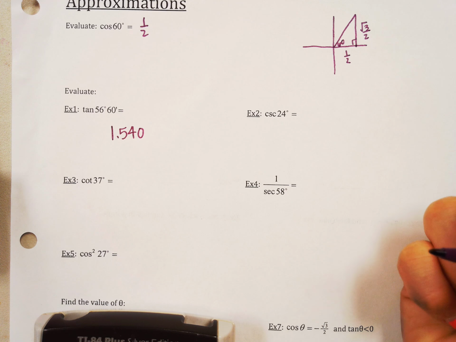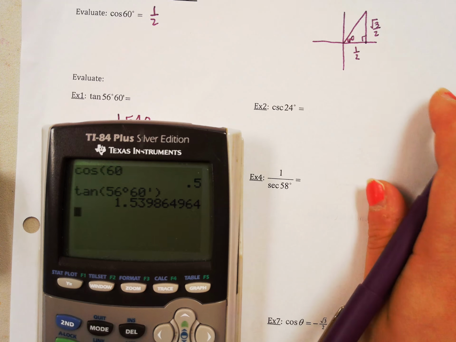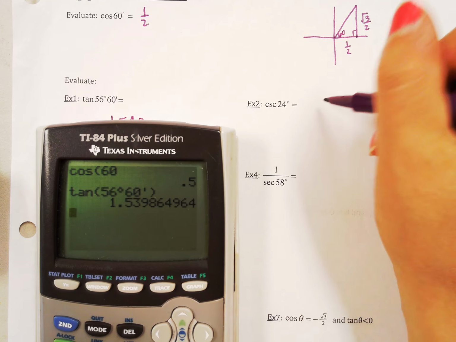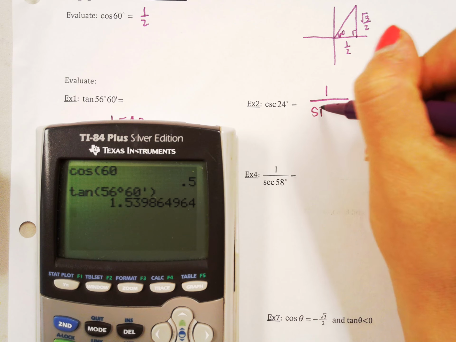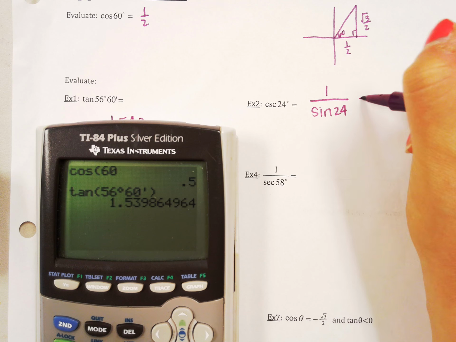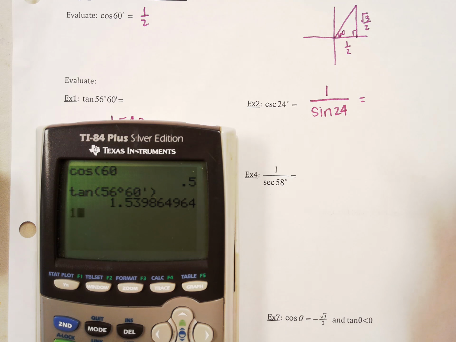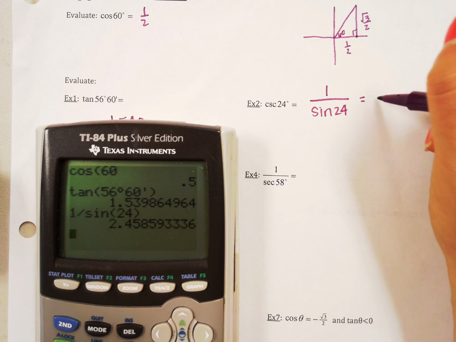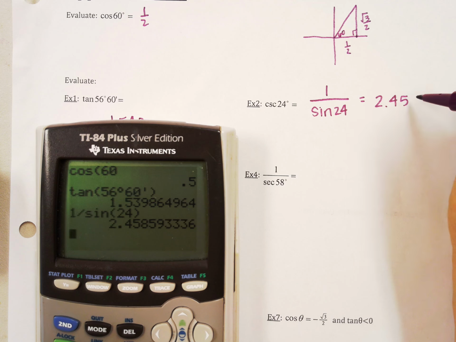For cosecant, obviously there's not a cosecant button on our calculator, but we know that cosecant is the reciprocal of sine. So what we're actually evaluating here is 1 over sine of 24 degrees. I type that in, and I get 2.45, and again I'll round to 3 decimal places, so 2.459.